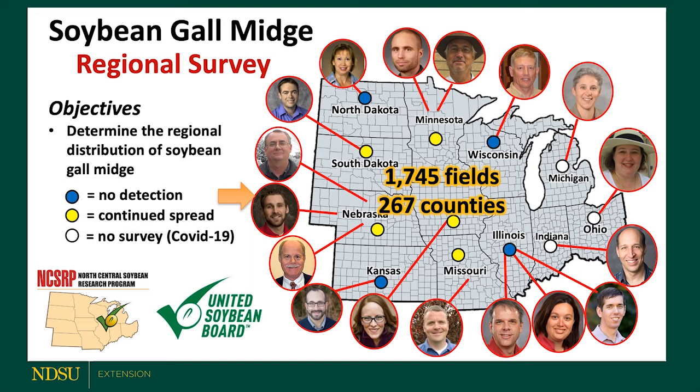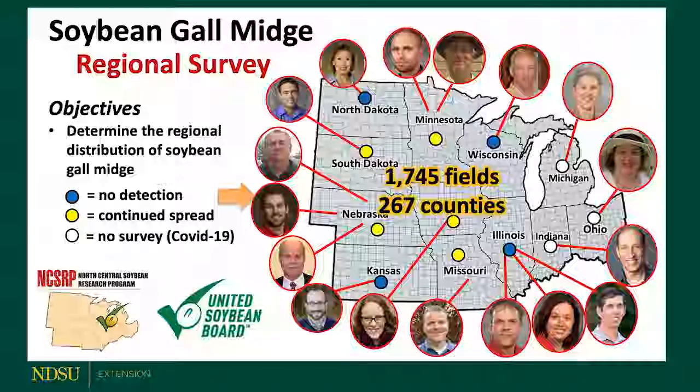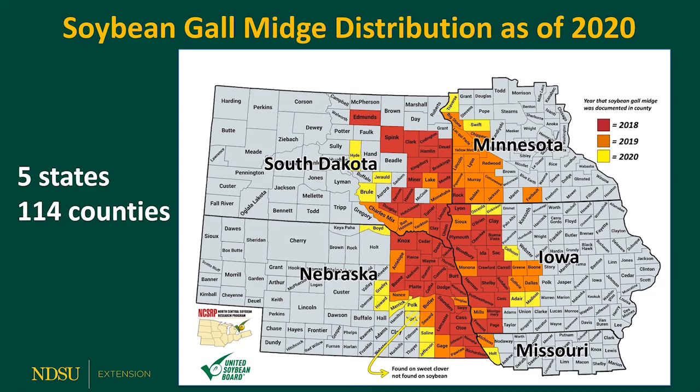And you can see all the infested states, they saw continued spread of soybean gall midge as shown by the yellow dots. And the blue dots are the states that found no soybean gall midge. Here's the current distribution of soybean gall midge as of 2020. It's been found in 114 counties in the 5 infested states.